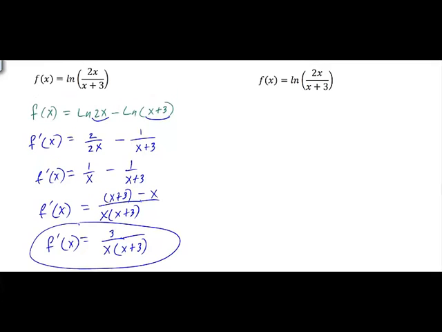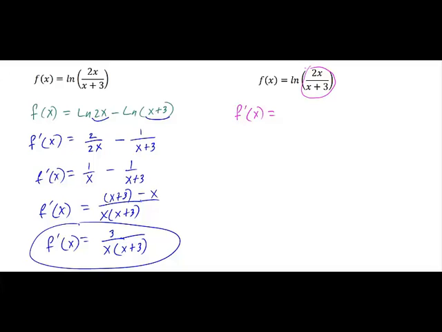Now, what would happen, just like the example before, if we decided to take the derivative in the form that it's in? Instead of using the logarithm properties to rewrite this as ln of 2x minus ln of x plus 3, if we take the derivative in this form, we have to realize that the 2x over x plus 3, all of this is our u. So we need to take the derivative of that, which is going to require the quotient rule.